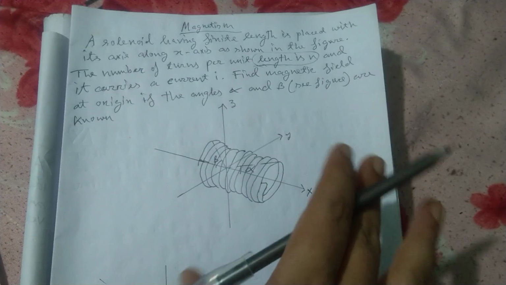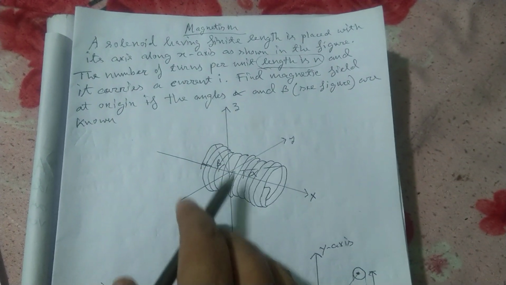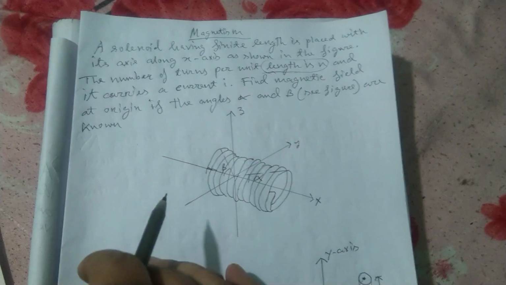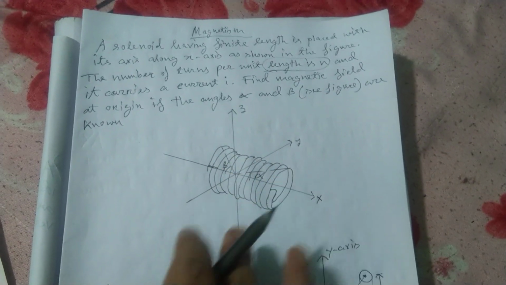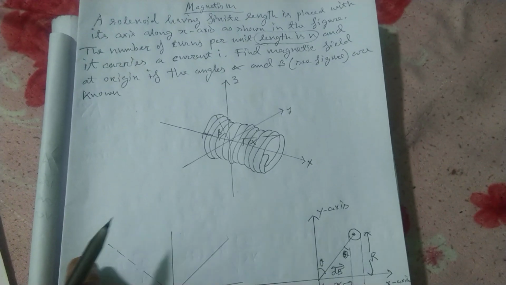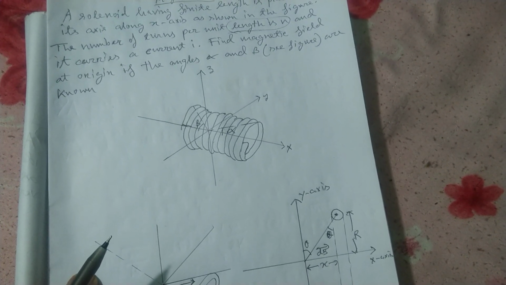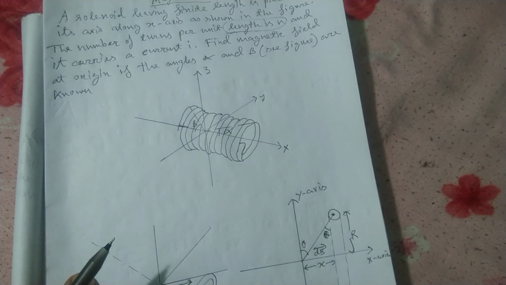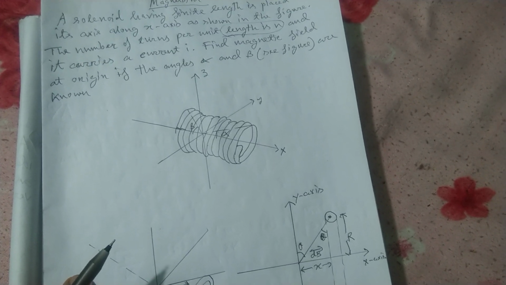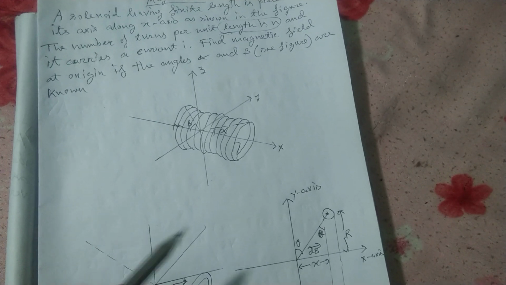So this is the diagram. This is my solenoid having finite length, and its axis is the x-axis as shown. The solenoid can be assumed to be made up of a large number of coaxial current loops placed adjoining each other. Consider one such loop as shown.